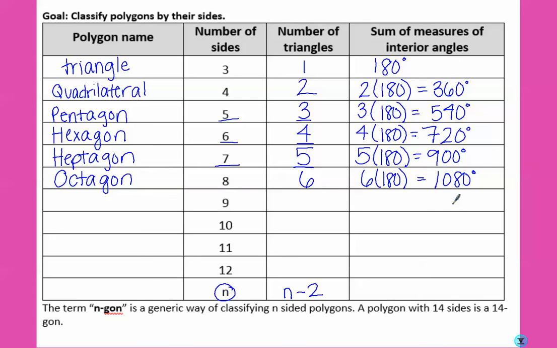A 9-sided figure is a nonagon. Since it has 9 sides, it'll have 2 less triangles, so it will have 7. 7 triangles times 180 degrees each is 1260 degrees.